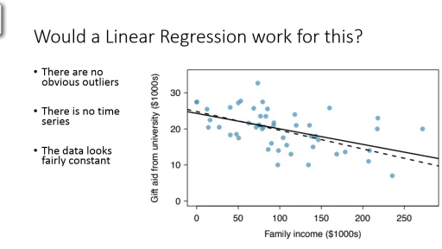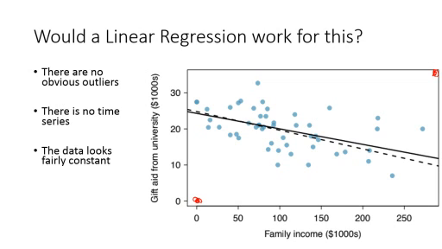If we look back at this example of how much money families get in gift aid from a university based on how much they earn, we want to know: would a linear model work? The first thing is, are there any obvious outliers? No, there's not really any. They're all kind of close to this line. There's nothing way out there. Outliers would be something like way down here or way up here. These points here we would still say are fairly close. They wouldn't be outliers in any way.